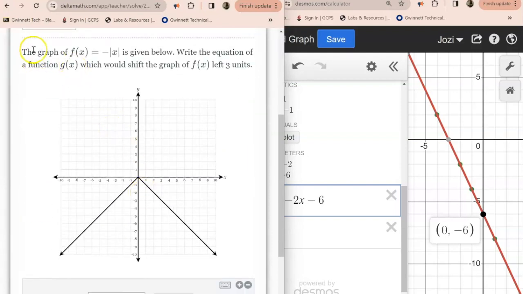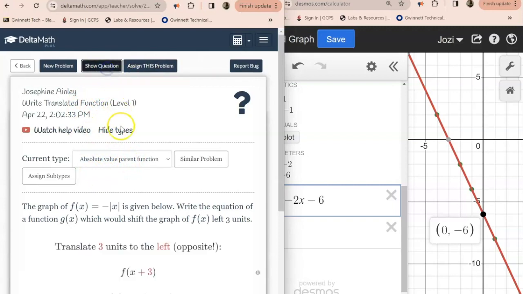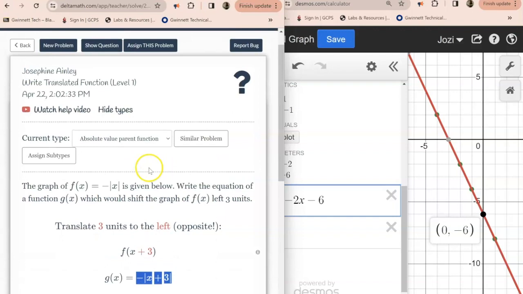So let's read what the question is saying. The graph f of x is negative, because I can see it flipped, so that makes sense. Write the equation of the function which would take it up 3 units. So all this means is you start with the original function, and to take it up 3, it needs to be outside, and it's y and regular, so it should be negative x plus 3. I'm not going to type this in for time so I can show you a whole bunch, but I am going to show you the solution. So here it is, and then plus 3.